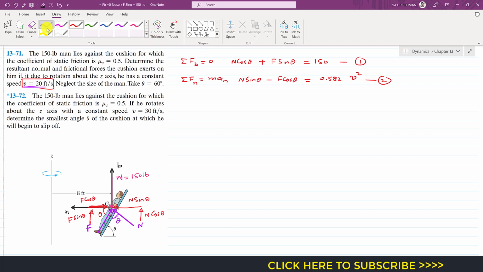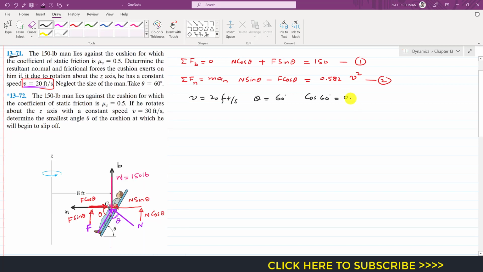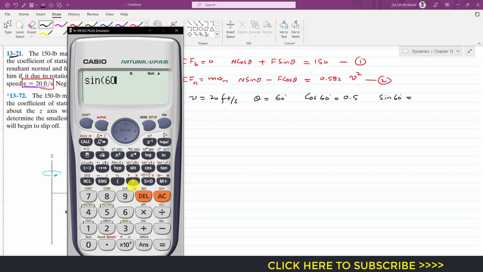Now for the first problem, we are given that v equals 20 feet per second and theta equals 60 degrees. So now we can put both of these values in these two equations. Since we are using this theta, we can find cos of 60. So cos of 60 is 0.5, and sine of 60 is 0.866.